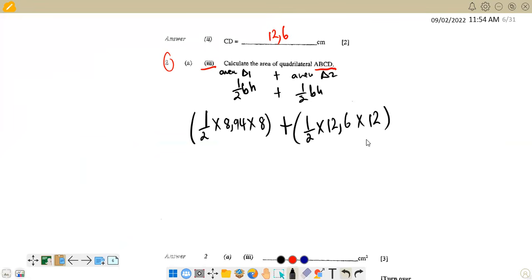So you combine the areas of these two. The first area will give us something like this part, guys. It's better to use your calculator. Just multiply directly on your calculator.